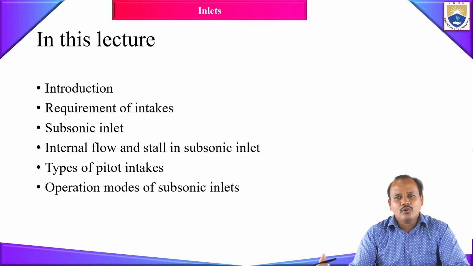After discussing the subsonic intake, we are going to see how the flow passes through an intake and what is happening, and what is the problem we have in the intake, that is stall. How does the stall happen and what is the consequence of stall in your intake. That's what we are going to see, and then later we are going to see the most commonly used pitot type intake and their classification. Where we use a particular type of pitot intake, we are going to discuss, and last we are going to see the different operation modes of a subsonic intake.